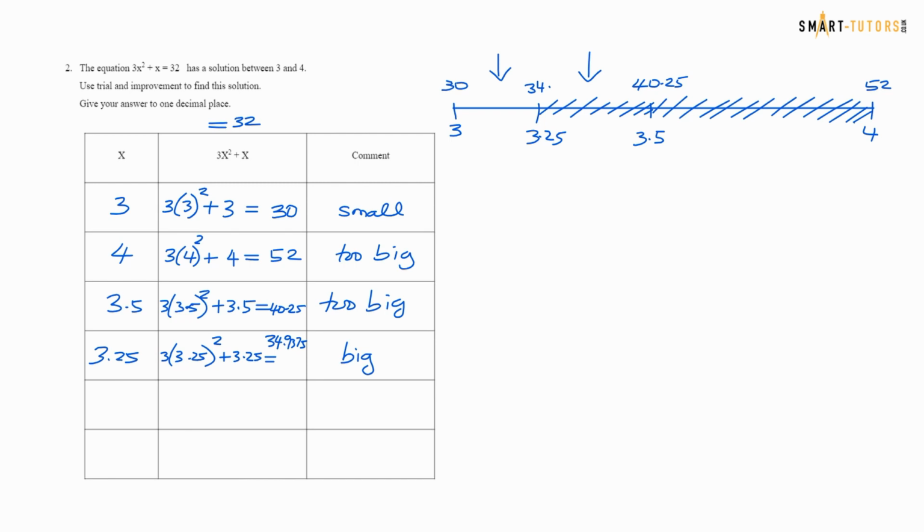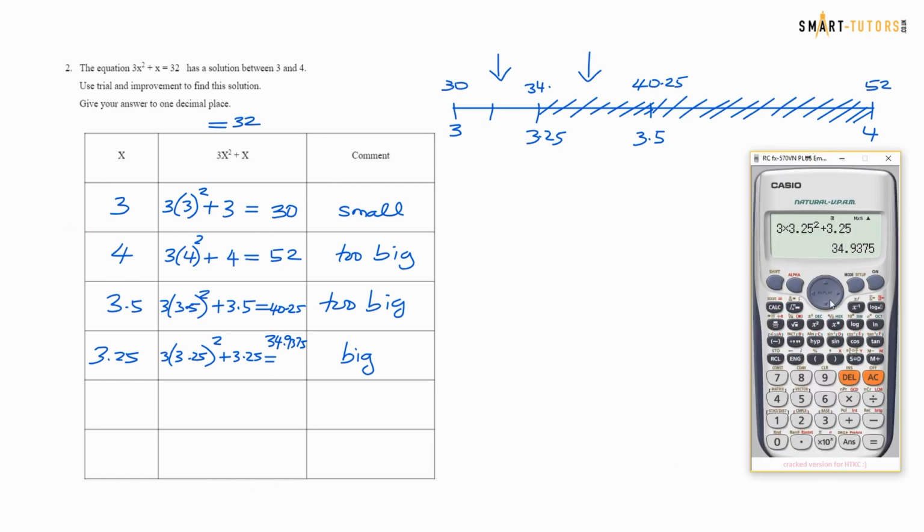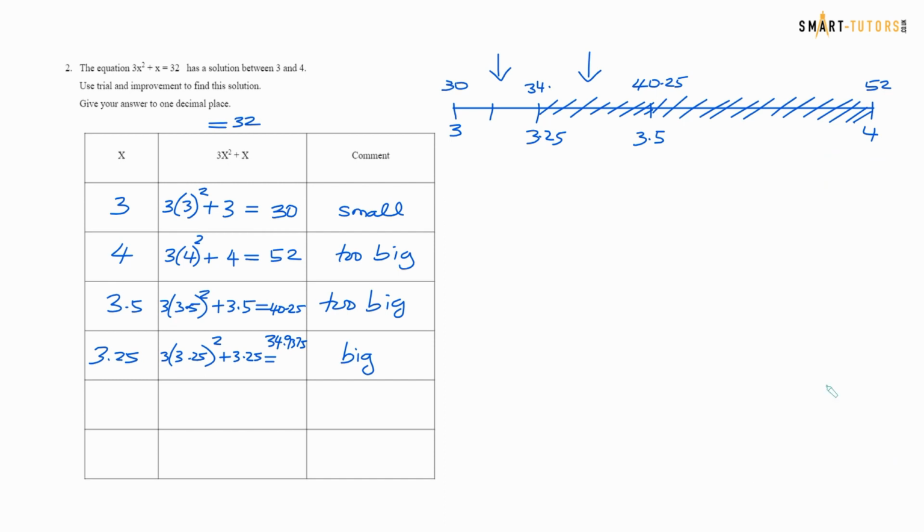So 3 and 3.25, I'm going to go for the middle number. How to find the middle number? The technique we use, halfway through, we can store the answer in the memory. Keep on doing that. 3 plus 3.25, which is 6.25, I believe. Yes, divide by 2. The answer is 3.125.